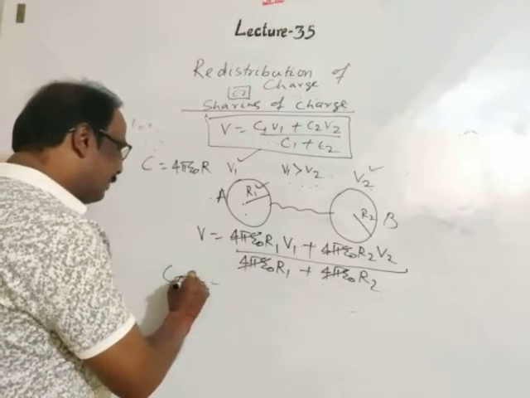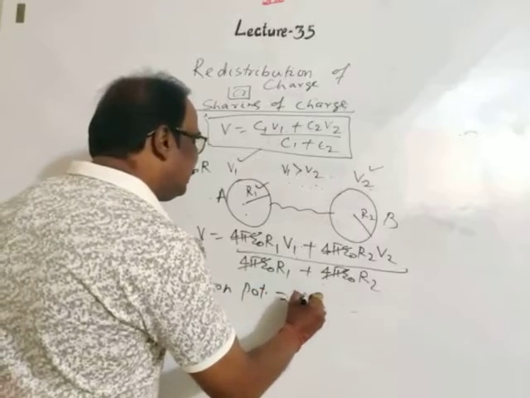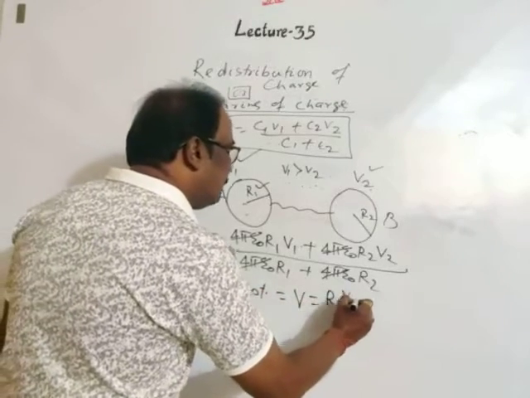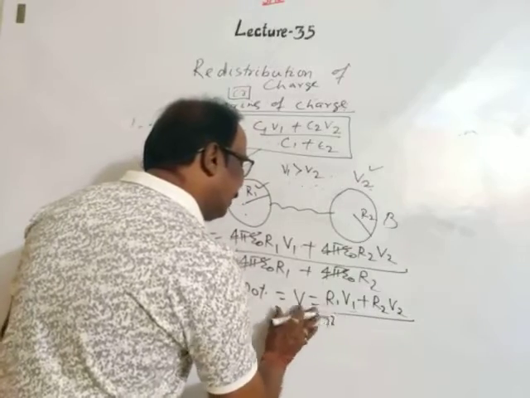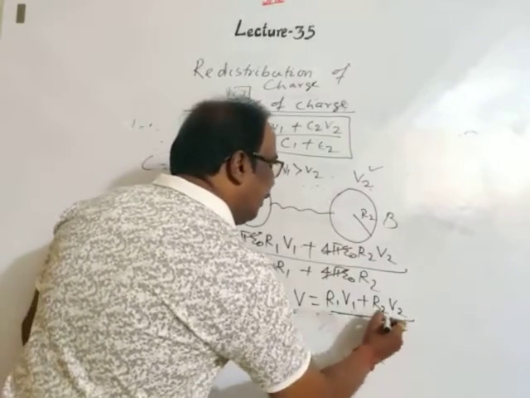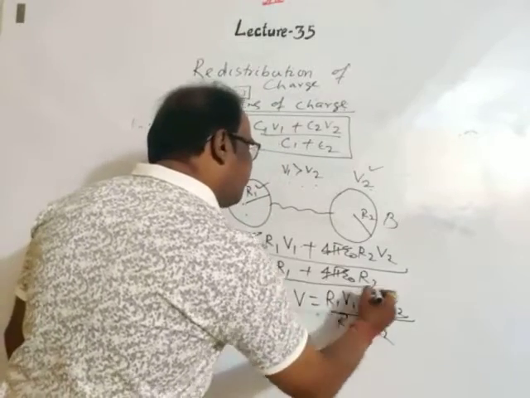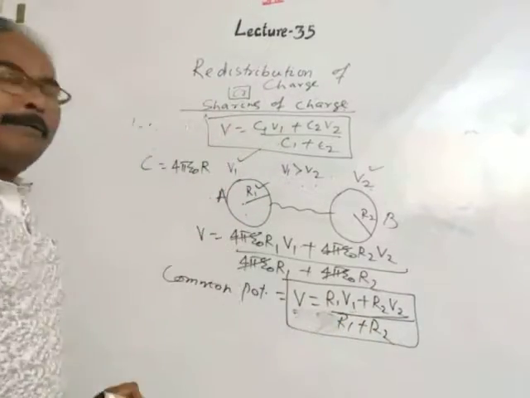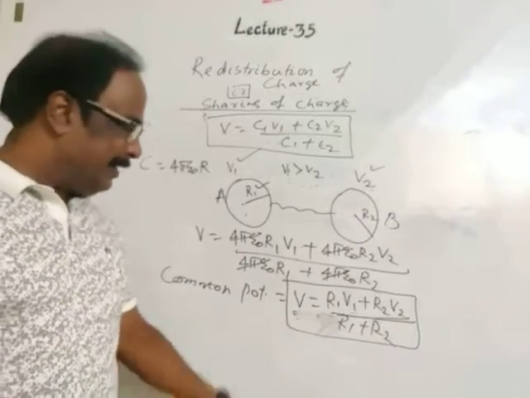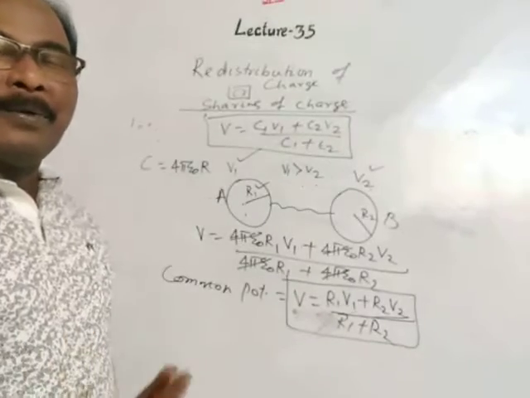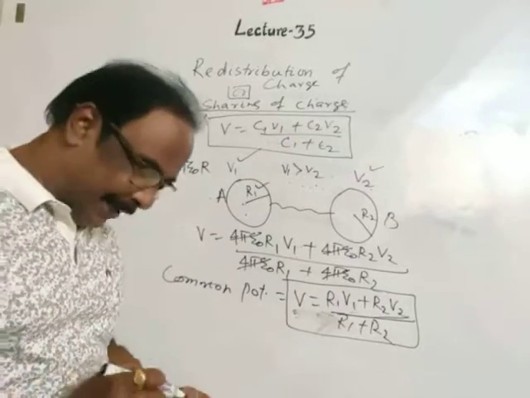Then common potential V is equal to R1 V1 plus R2 V2 divided by R1 plus R2. Okay. If spherical bodies are given, no need to calculate capacitances C1 and C2, just use this formula: R1 V1 plus R2 V2 divided by R1 plus R2.